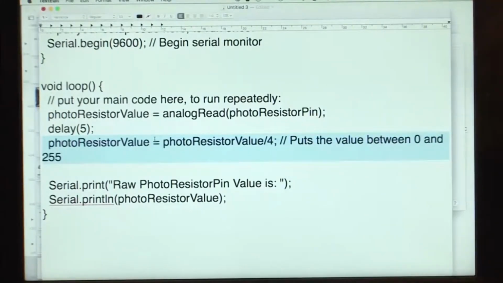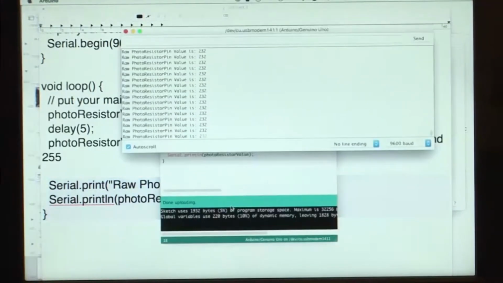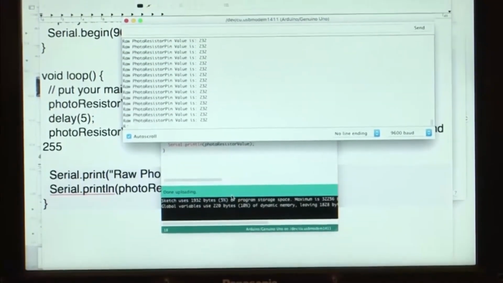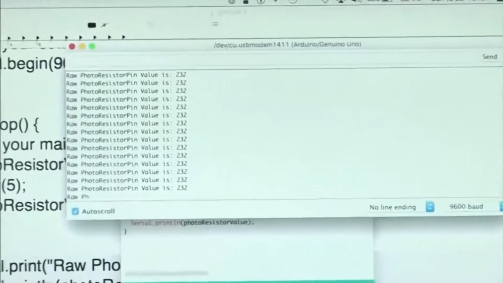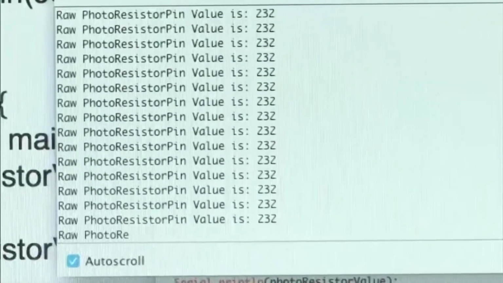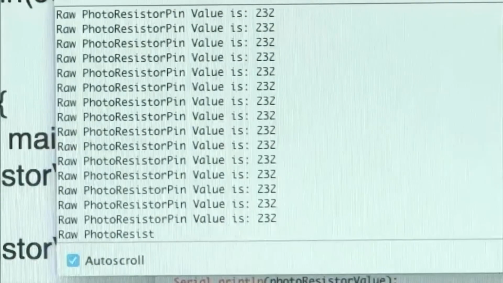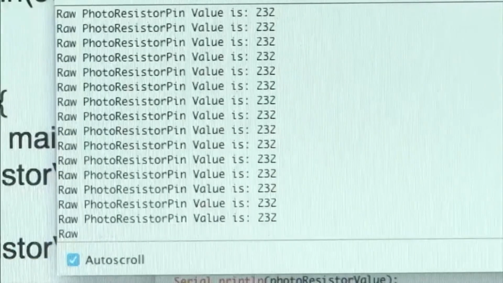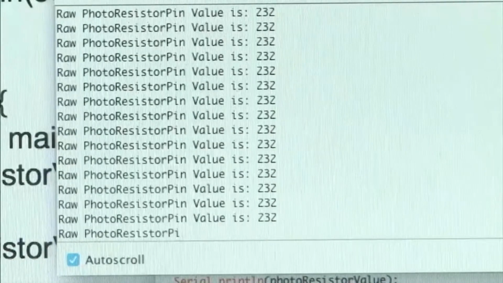Next we say Serial.print. So, we are asking it to print to the monitor, the raw photoresistor pin value is, and then print the photoresistor value. Let us now run this code and look at the values that are being shown. If we zoom into the output, it is showing the value to be 232. Remember that our scale is from 0 to 255.